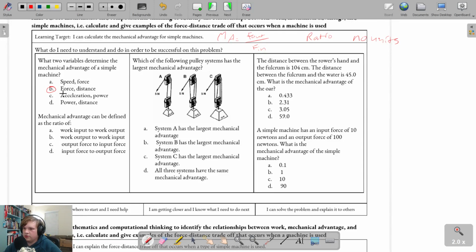We know it deals with power in a sense, but not really, because power is work over time. So we are left with force and distance. Mechanical advantage can be defined as the ratio of F out over F in. Let's look. Work input to work output? Nope. Work output to work input? Maybe. Output force to input force? That sounds better. And input force to output force? Yep. F out, that's output force. There we go, that's the best answer: output force to input force.